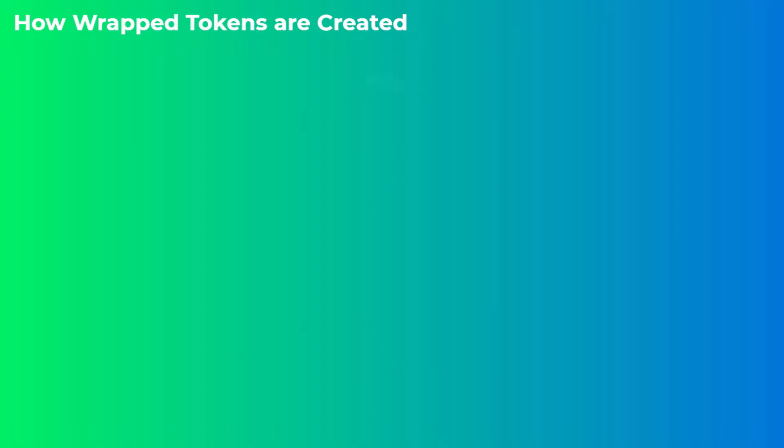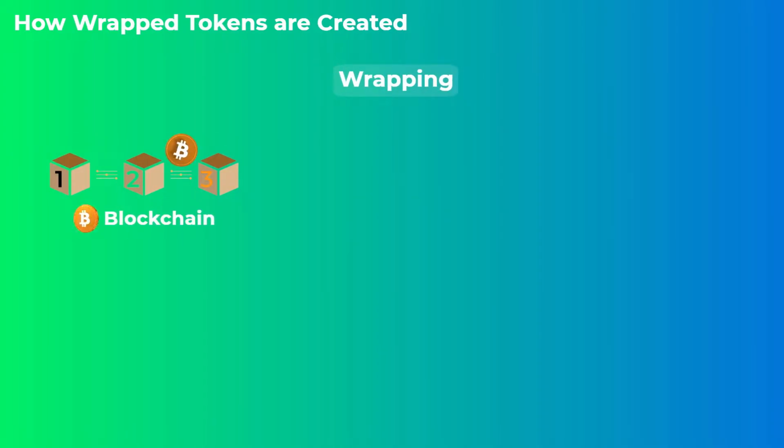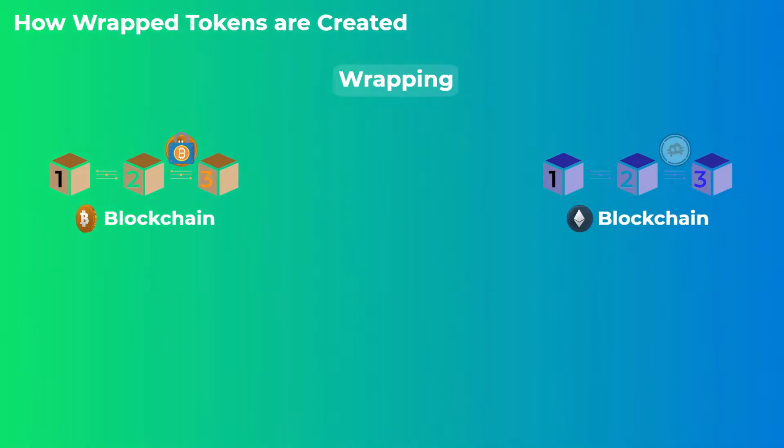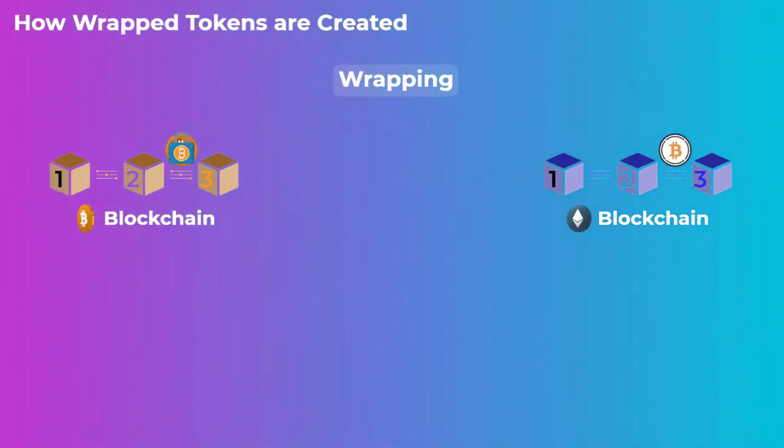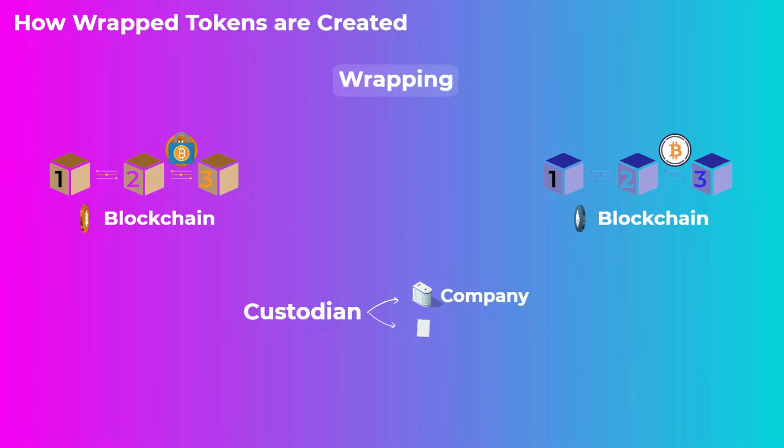First of all, the process of creating a wrapped token is called wrapping. What happens is that your Bitcoins are locked up on the Bitcoin blockchain, and then new wrapped Bitcoins are minted on the Ethereum blockchain. The third party that holds your locked Bitcoins and mints your new wrapped Bitcoins is called the custodian. This custodian most of the times is a company or a smart contract. So to help you understand all of this, let's see an example.